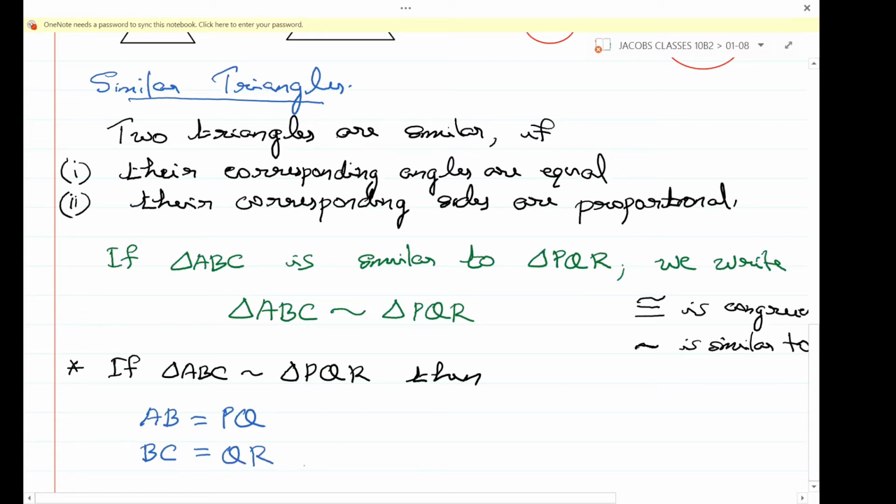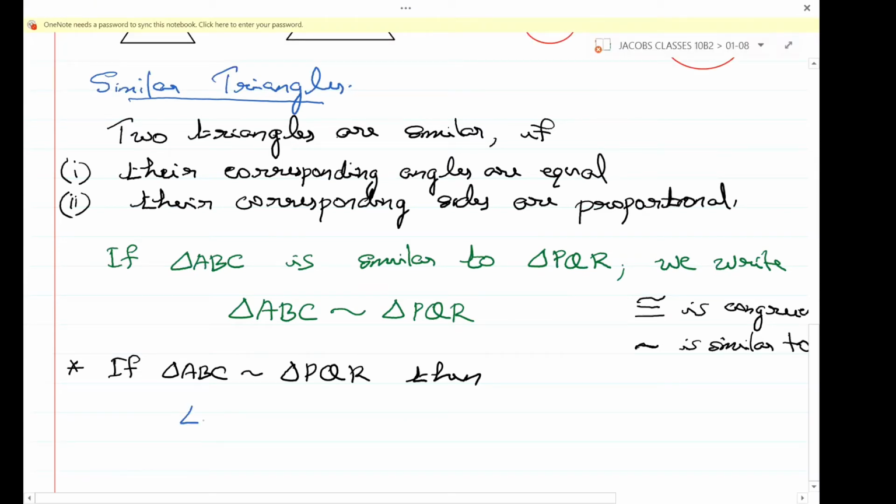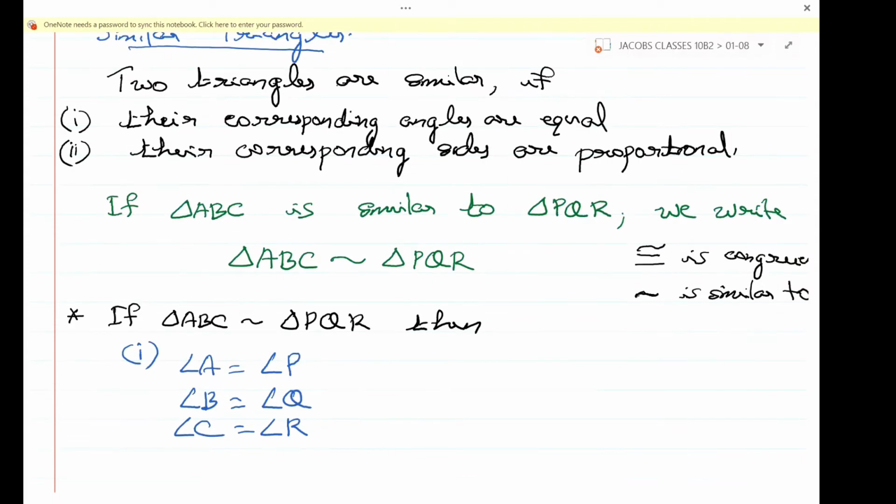Sorry, this is for congruence, sir. I was writing the congruency. Instead, I will write the angles equal. So first of all, angle A is equal to angle P, the first angle. Next, angle B should be equal to angle Q, and angle C is equal to angle R. This is the first point. Their corresponding angles are equal.